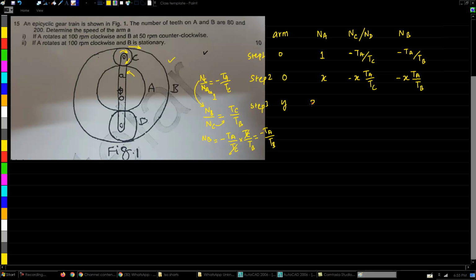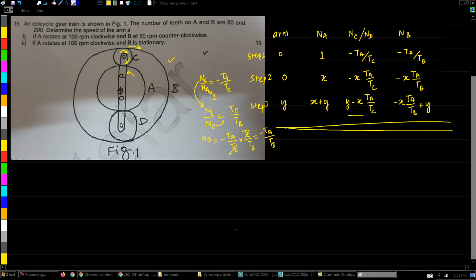So the rotations gained by NA will be x plus y. Here it will be y minus x times TA upon TC. Right? I could have written the y term afterwards. In that case, it would have looked like this: minus x times TA upon TB, and we'll have to add y. So in order to avoid it looking like this, I have now written it like this. So this is the table which we need to form. And once the table is formed, everything is going to be very simple. We'll just have to substitute whatever values are given and then find whatever values are needed to be found.